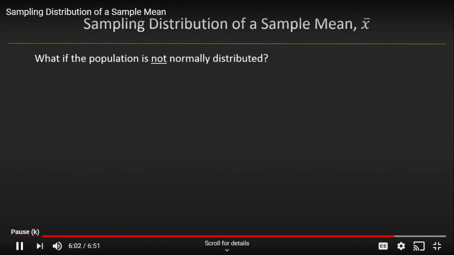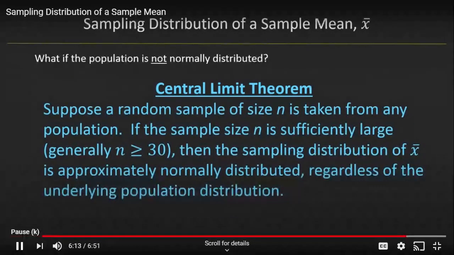It's one of the most important concepts in all of statistics, so it definitely deserves a slide of its own. The concept is called the central limit theorem. Here it is in formal terms. Suppose a random sample of size n is taken from any population. If the sample size n is sufficiently large, generally we say n greater than or equal to 30, then the sampling distribution of x bar is approximately normally distributed regardless of the underlying population distribution. We will use this theorem extensively throughout the remainder of the course, so make sure you take the time now to really understand what it is saying.